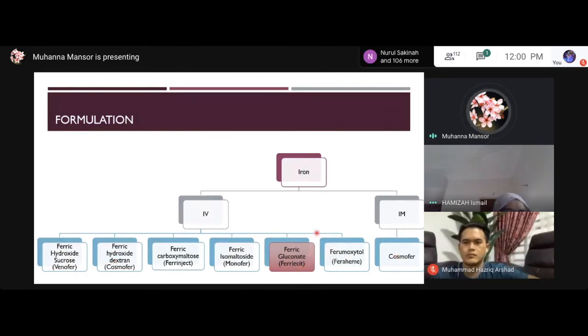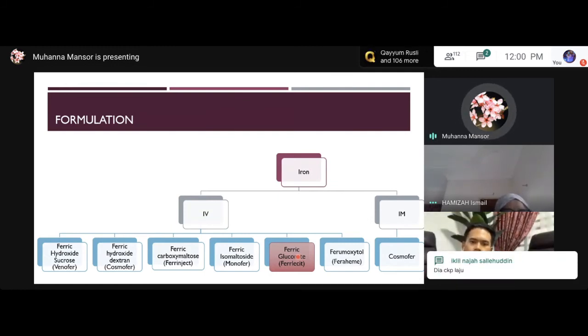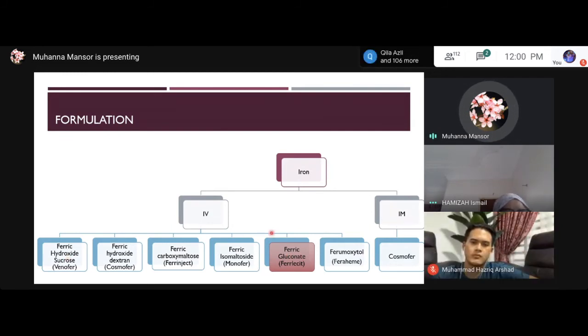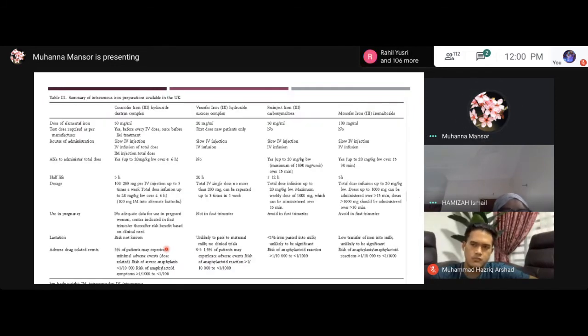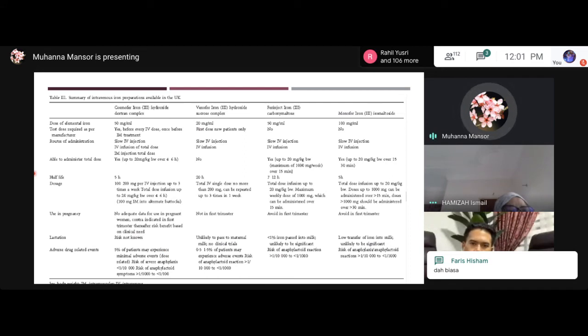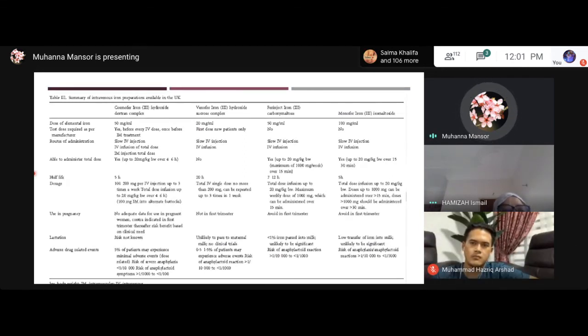So the one in red is actually not suggested for use in pregnancy because the preparation uses benzyl alcohol, so we're afraid of the risk of gasping syndrome in neonates. The others we can use in pregnancy. This table I just copied and pasted from the British Society of Haematology guideline for anaemia in pregnancy.